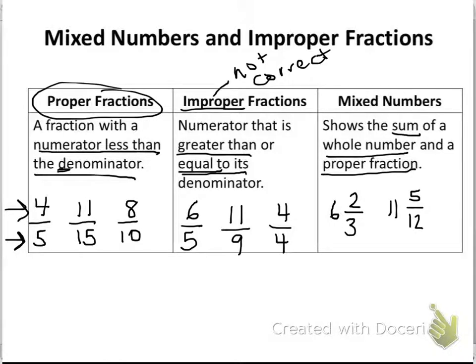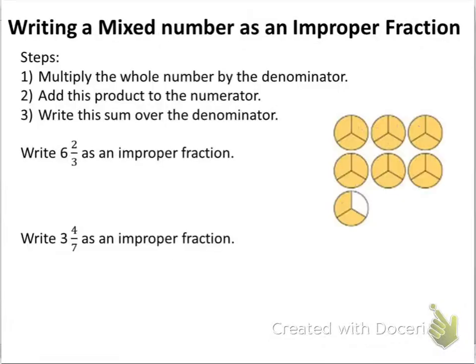That's another mixed number. Please make sure you have all of this written down. If you don't have it written down, click pause and then move on to our next example. Now we're going to talk about writing mixed numbers as improper fractions. The first thing is you need to write down our steps. Our steps are, number 1, multiply the whole number by the denominator. Step 2, add this product to the numerator. Step 3, write this sum over the denominator.